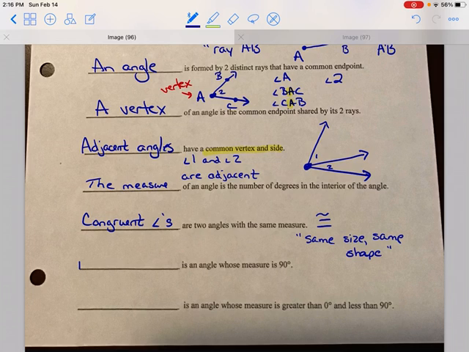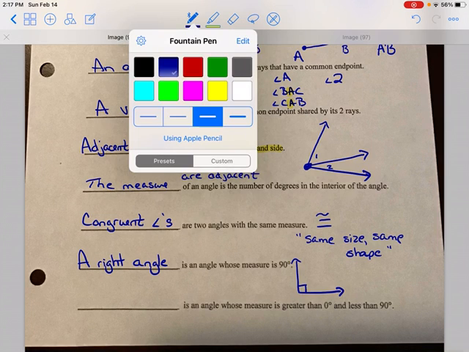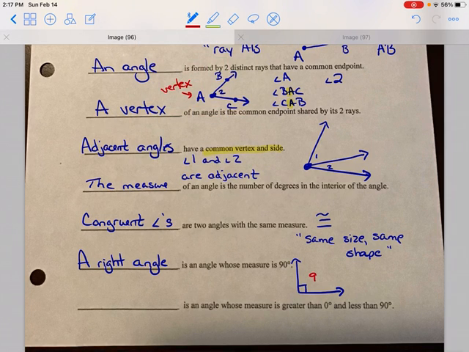All right, next we have an angle whose measure is 90 degrees. That's going to be a right angle. I think we're all familiar with what a right angle looks like. I will attempt to draw one. And to show a 90-degree angle, we usually use a box. So that box, when you see that, that means 90 degrees.